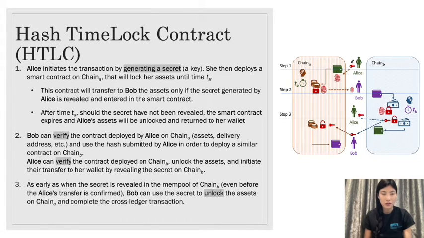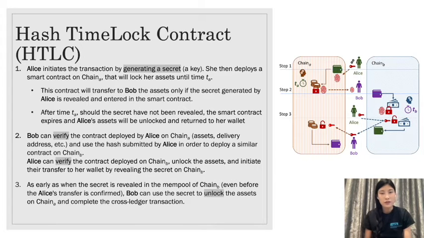HTLC, or hash time lock contract, was proposed firstly as a solution for blockchain interoperability problems. So imagine there are two agents, Alice and Bob. Alice has assets on chain A and Bob has assets on chain B. Note that those two chains are public blockchains. So Alice wants to swap assets on chain A with Bob's assets on chain B.